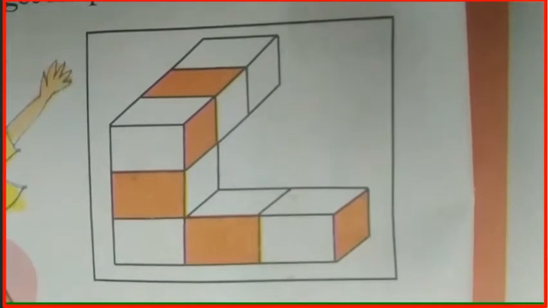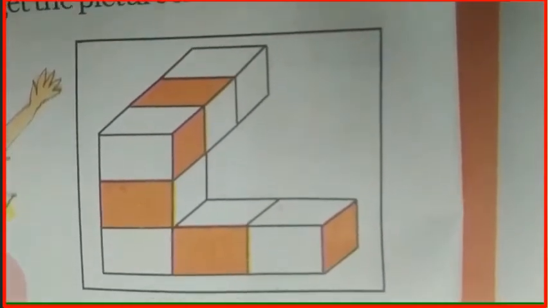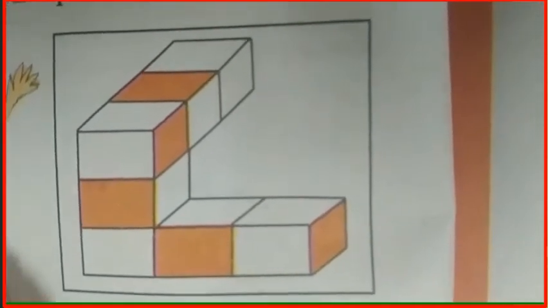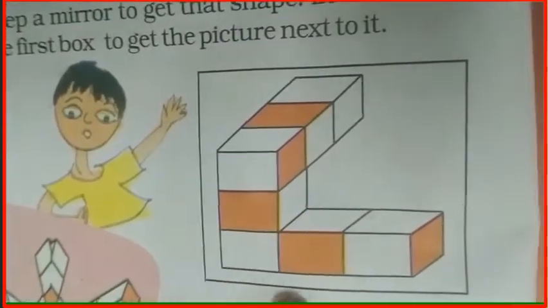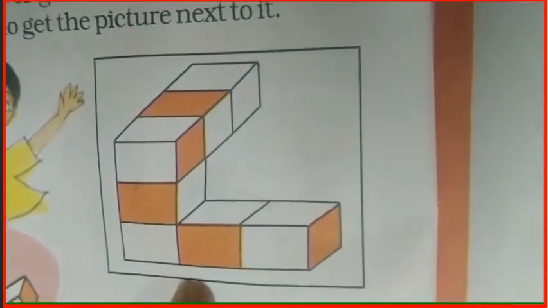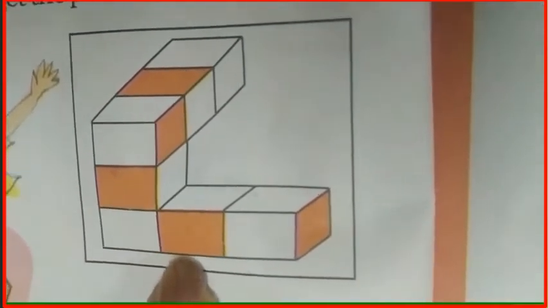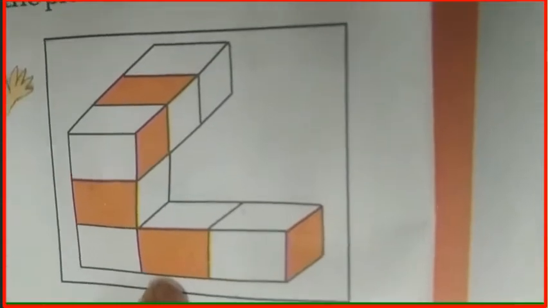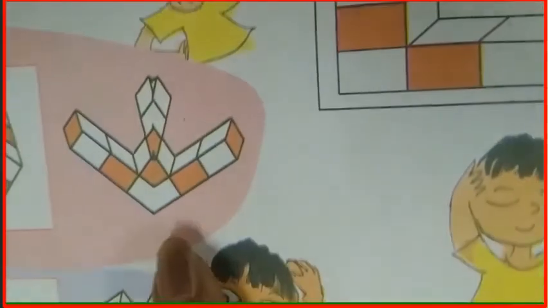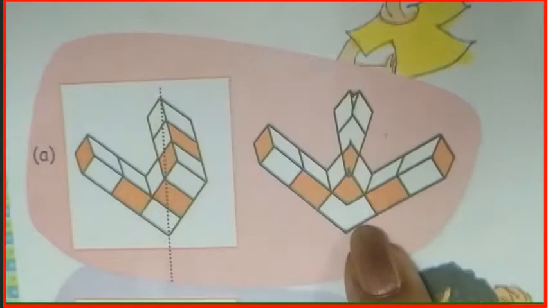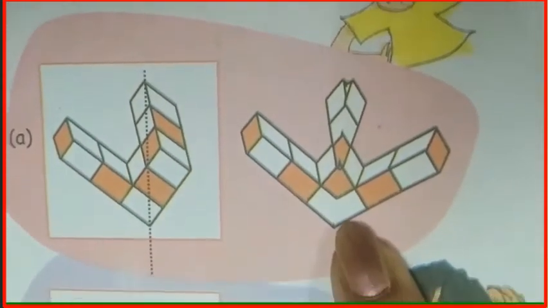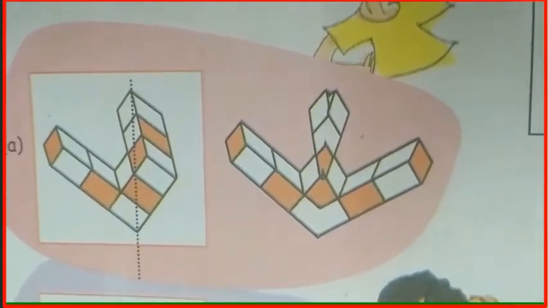Now over to next page, page number 76. A boy named Venki has made a red and white ship. Make a line on the white box to show the mirror position so that you can get the right side shape like this. So now if I put a mirror here, I will get the right side shape.